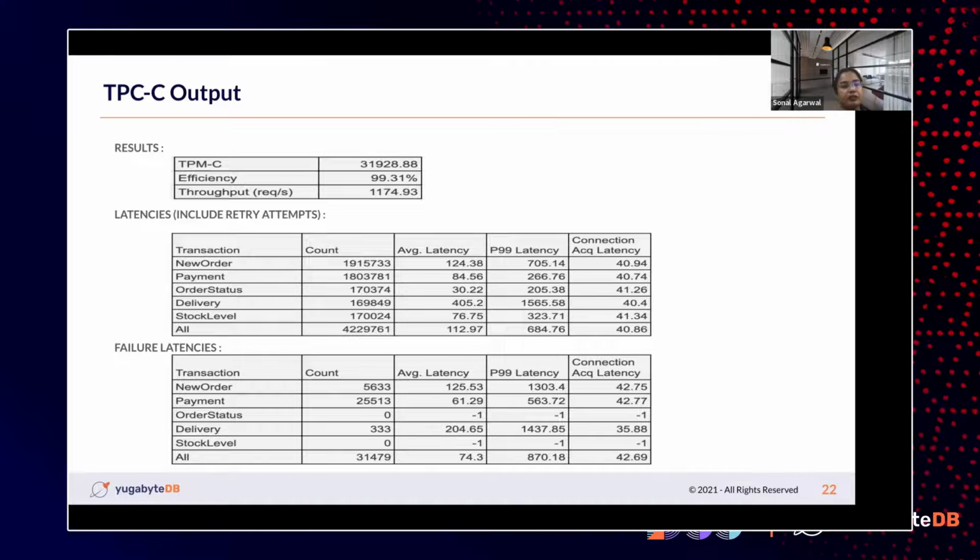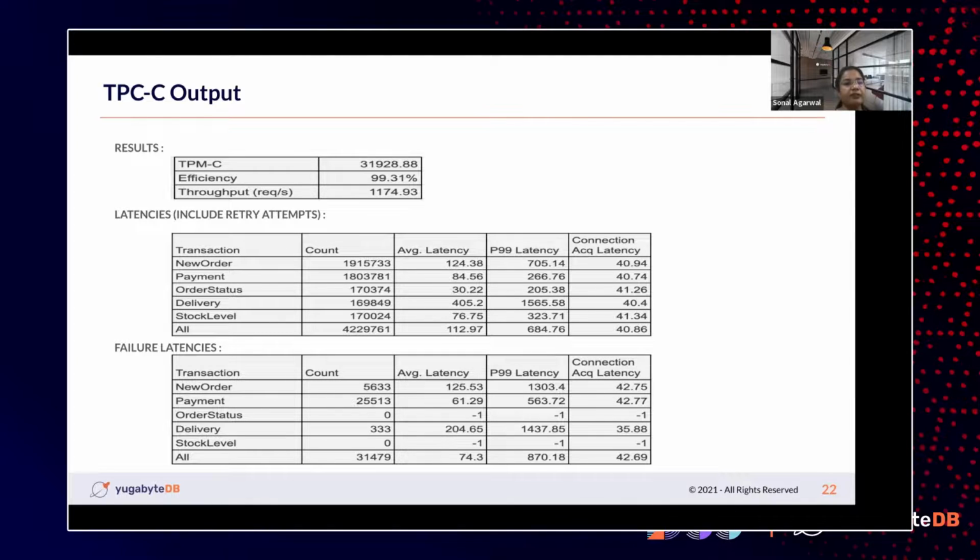So the first part is the results part, and this has the tpmC, efficiency, and throughput. This TPC-C output is for each client, and we average the numbers across clients to get the average efficiency when we have a multi-client run. So the TPC-C efficiency and throughput for this client is shown in the results tab.